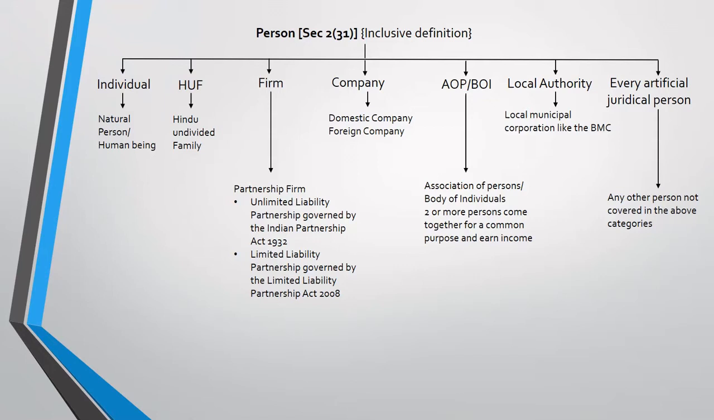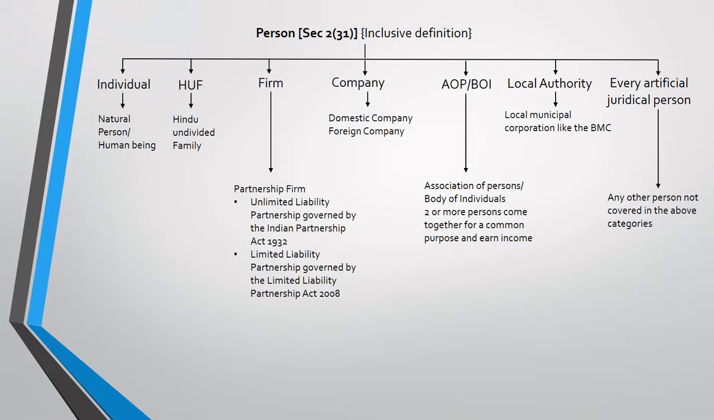Firm means partnership firm. There are two types of partnership firms: unlimited liability partnership and limited liability partnership. Unlimited liability partnership is governed by the Indian Partnership Act 1932, wherein the liability of the partners is unlimited, meaning their personal assets can be utilized if needed. And limited liability partnership is governed by the Limited Liability Partnership Act 2008, wherein the liability of the partners is limited up to the capital invested, meaning their personal assets cannot be utilized.